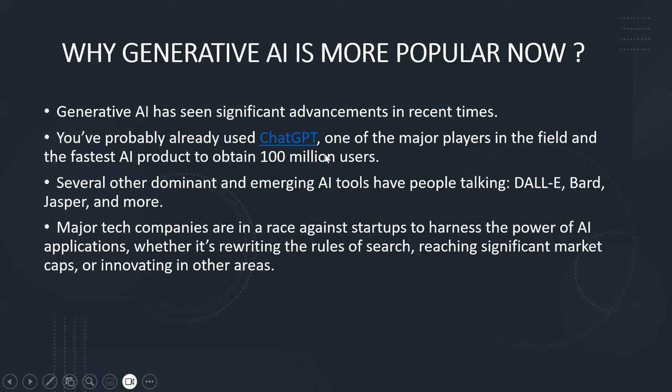So Gen AI has seen significant advancement in recent times. You have probably heard about ChatGPT, one of the major players in the field and the fastest AI product to gain users. In 5 days, it reached 100 million users, just in 5 days. Several other dominant and emerging AI tools that people are talking about are DALL-E 2, Bard, Jasper, and many more things. Major tech companies are in a race against startups to harness the power of AI applications, whether rewriting the rules of search, researching a significant market, or innovating in other areas. So that means ChatGPT is an application of LLM, and these we call generative AI. This is all a boom in the upcoming days. It is very popular now, and it could be popular in future as well.